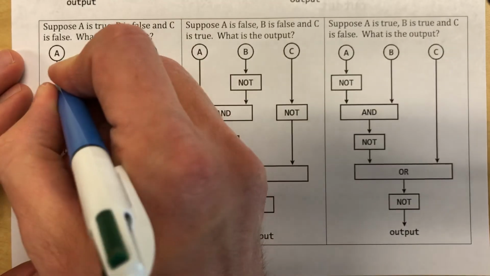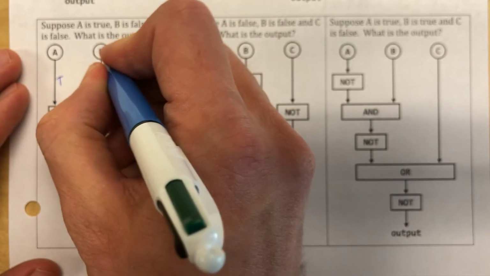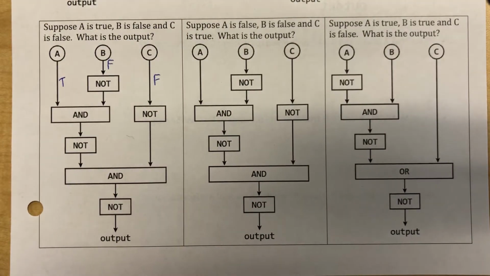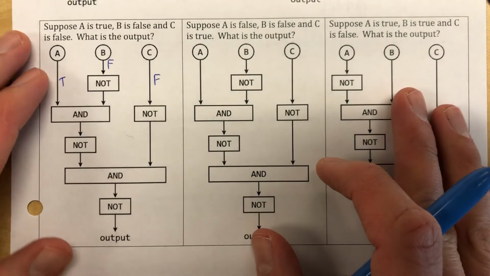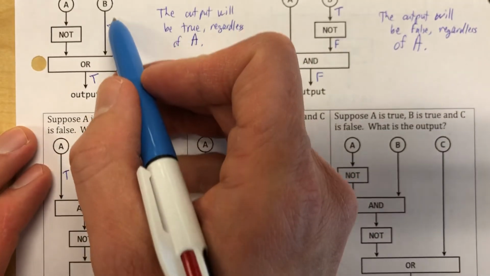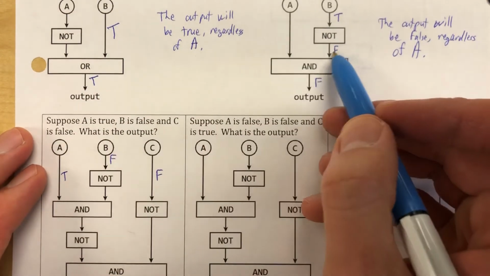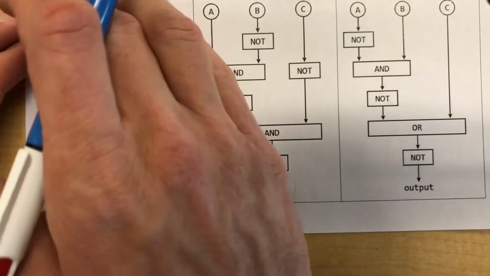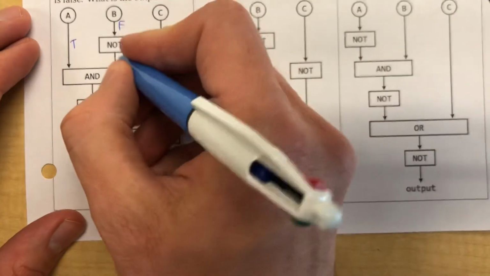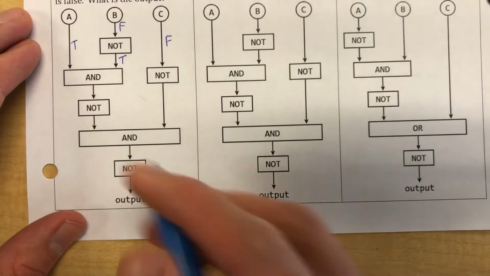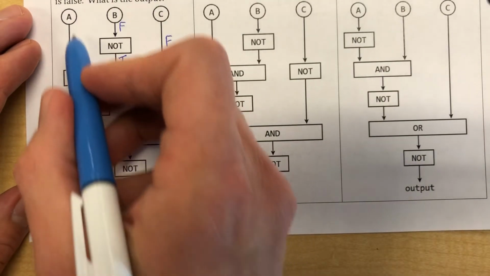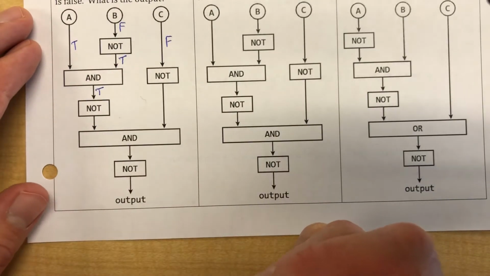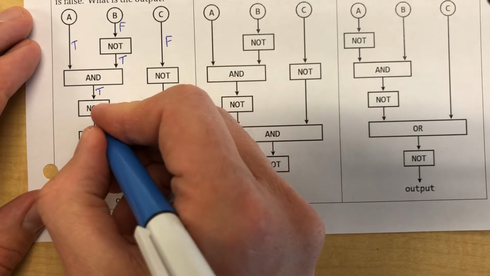Suppose A is true, B is false, and C is false. Now, I might start finding some shortcuts here in a minute. And the shortcuts I might find would be things like this. If you have a true that hits an or, it's true. If you have a false that hits an and, it's false. So stuff like that. But in the meantime, I'm just going to trace it down. So here goes. My false hits the not and becomes true. My and statement is built of two truths. Therefore, it is true. My true hits a not and it becomes false.